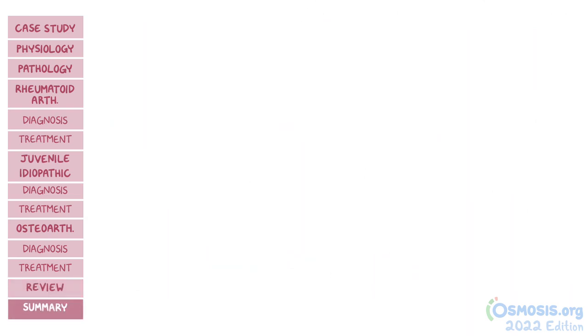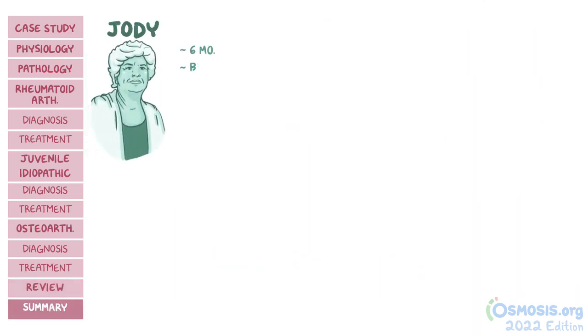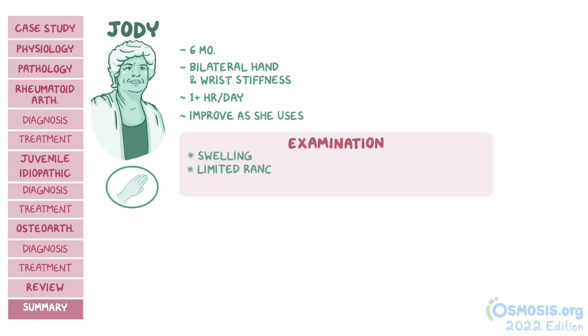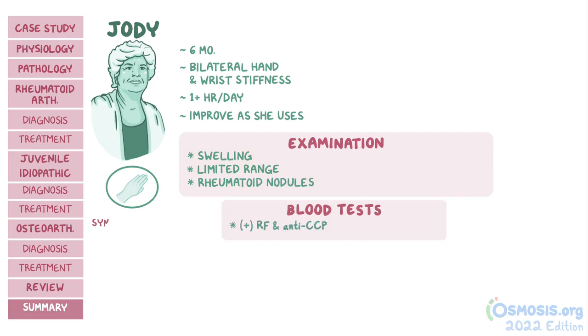Going back to our cases, Jody comes in with a 6-month history of bilateral hand and wrist stiffness that lasts for more than an hour a day but improves with use. Examination revealed swelling, limited range of motion, and rheumatoid nodules, and blood tests were positive for RF and anti-CCP. Her symptoms, age, and the fact that she is seropositive for RF and anti-CCP is enough to make the diagnosis of rheumatoid arthritis. Still, an X-ray scan of the affected joint might be needed to assess severity and disease progression.